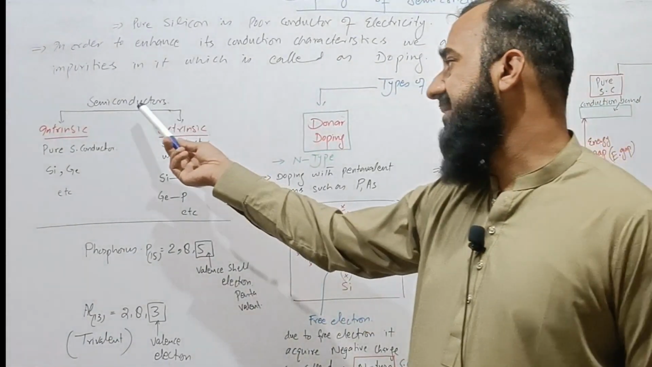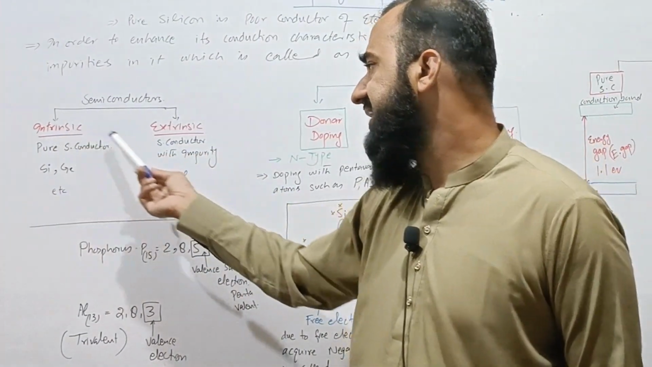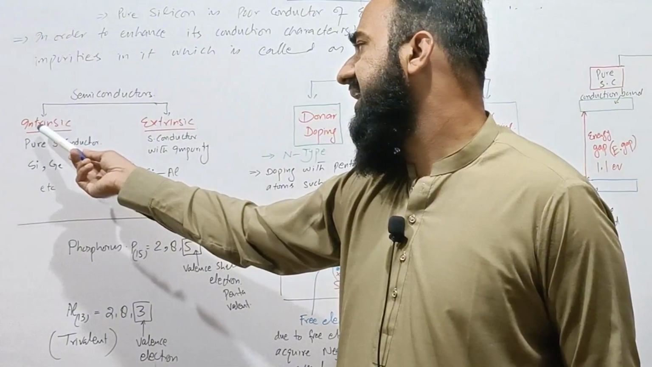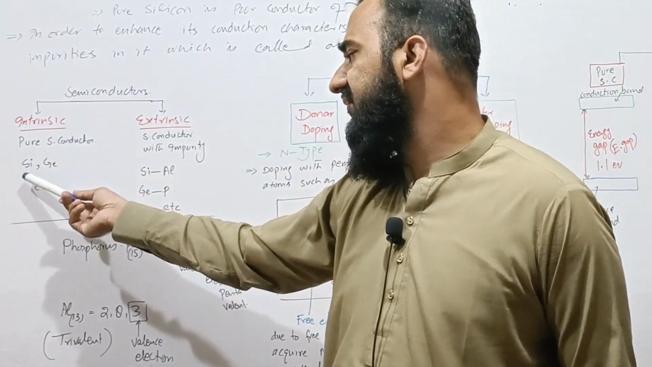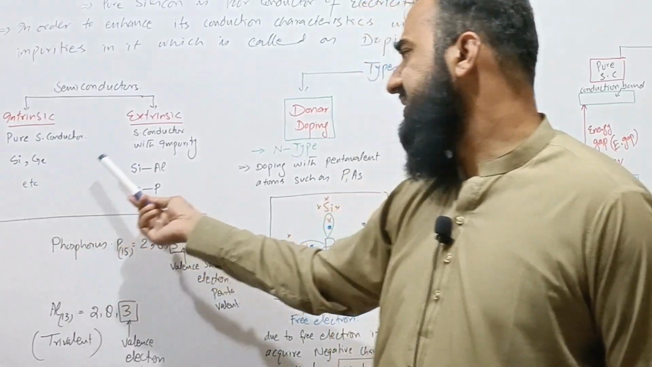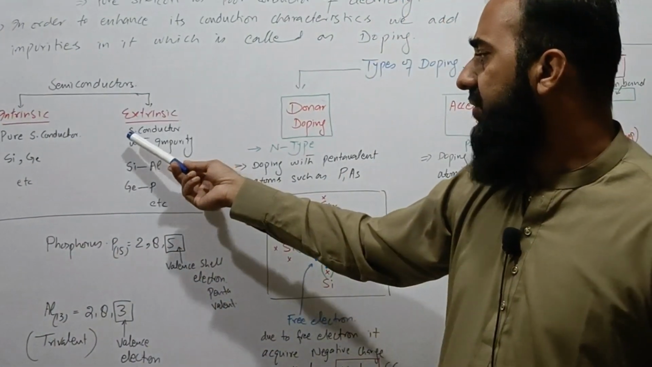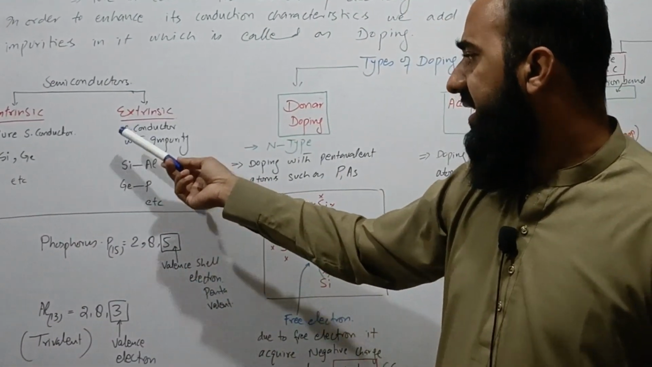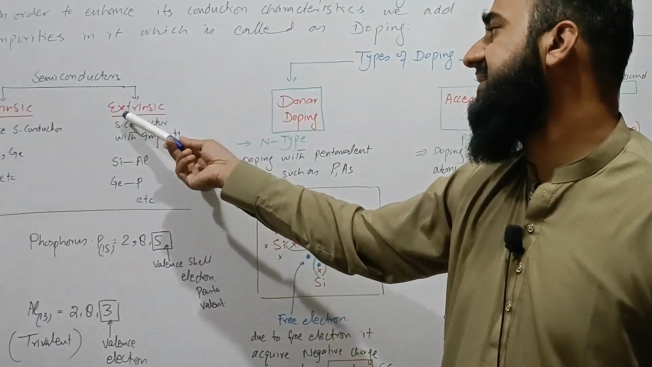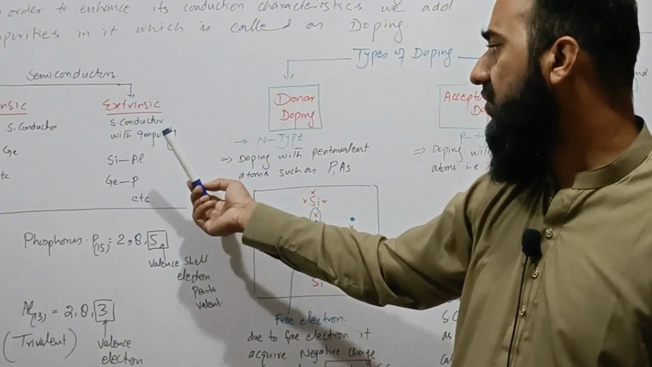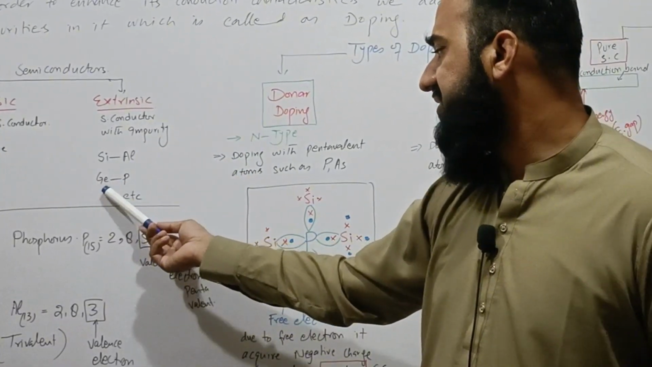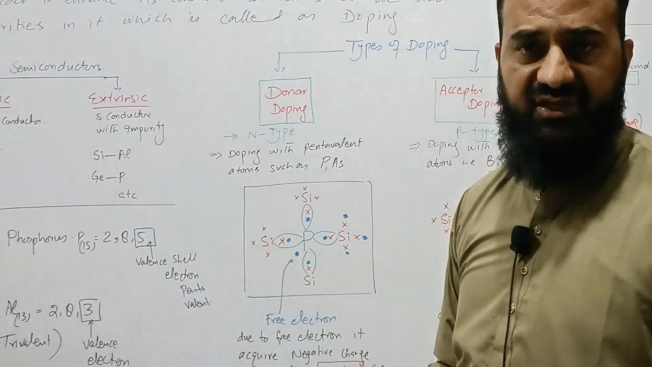There are two types of semiconductors, intrinsic and extrinsic. A pure semiconductor is called intrinsic, for example purified silicon or germanium. When we add an impurity to an intrinsic semiconductor, it is called an extrinsic semiconductor. For example, doping of silicon with aluminium and germanium with phosphorus, etc.